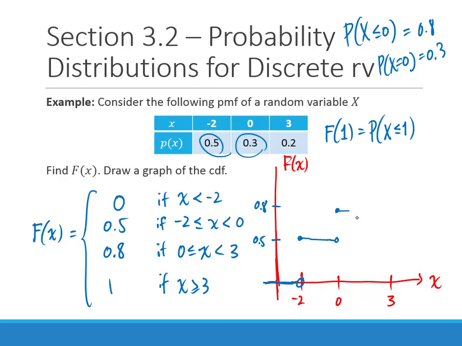Then from 0 to 3, we're flatlined again, but at 3 we jump up to 1, and this goes off in either direction. I'm out of time, but yes, question. On that cumulative thing, if we have a number like greater than or equal to 3, what's the probability that x is less than 3, and it has to be 1.